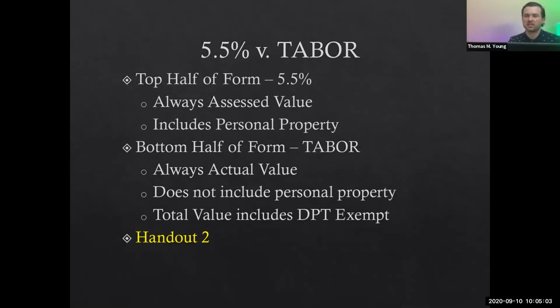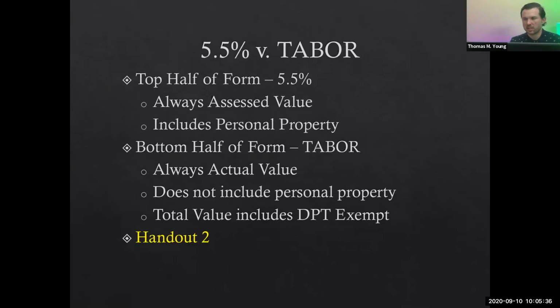You know, there were headlines that the average home in Denver just passed $600,000. That's a value or an idea that we can quickly conceptualize and understand, based on the market value. If it said that the assessed value was $24,000, well, nobody talks in assessed values. And so the bottom half of the form with TABOR is doing actual values. It does not include personal property values.